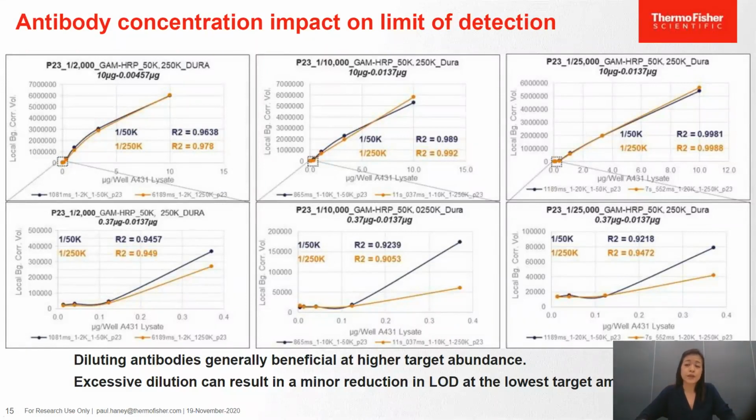Here, we have data showing increasing dilution of primary antibody for P23 from left to right, and in each figure, you can see 2 dilutions of secondary antibody in blue and yellow. You can see that with more diluted secondary antibody, the R-square is improved. However, when you look at the corresponding graphs below, which zoom in on the lowest target amounts, you notice there is a minor reduction in the limit of detection.